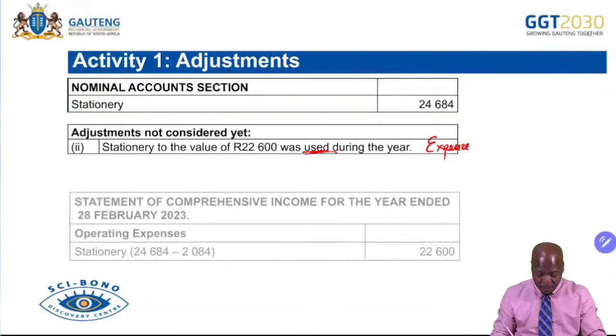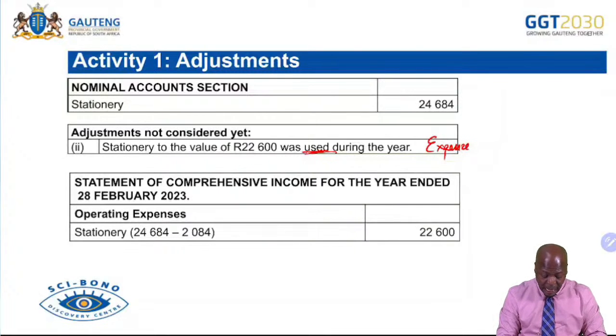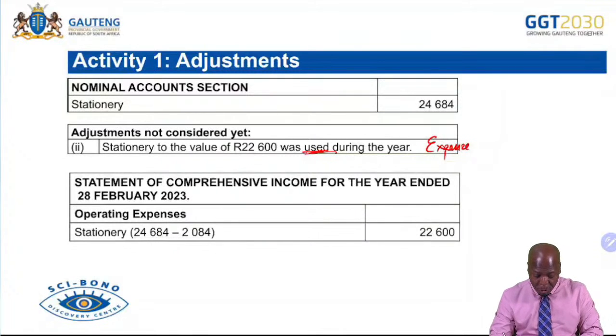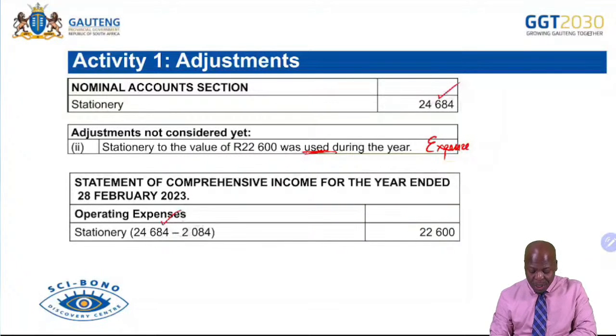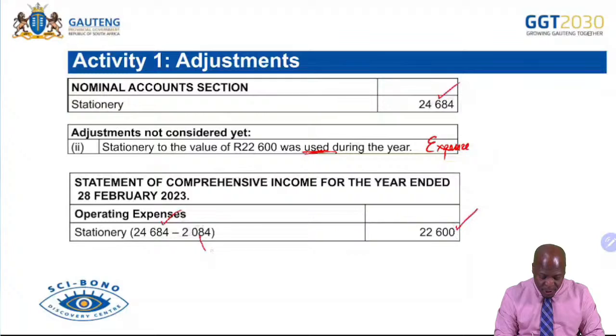It means I'll come here in my statement of comprehensive income. Remember, stationery is under operating expenses. So under my expenses, I'm bringing the amount from the nominal accounts, which is 24,684. But I did not use this 24,684. I only used 22,600. So that is what I end up with in my final column. So the difference between these two becomes my on hand. This is what is on hand.